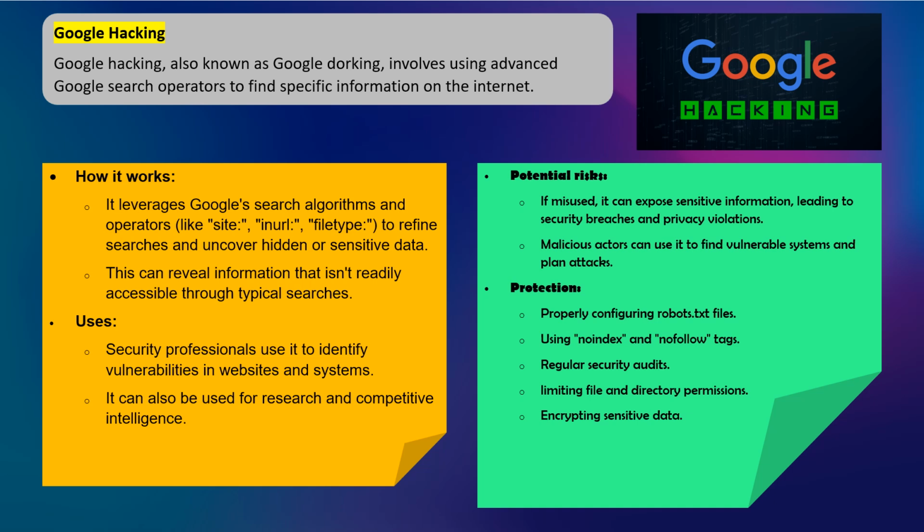Security professionals use this technique to identify vulnerabilities in websites, but malicious actors can also misuse it to find exposed systems. If sensitive information is not properly secured, it can lead to security breaches and privacy violations. Protection measures include properly configuring robots.txt files, using noindex and nofollow tags, conducting regular security audits, limiting file and directory permissions, and encrypting sensitive data.